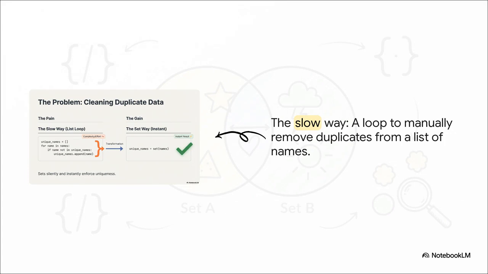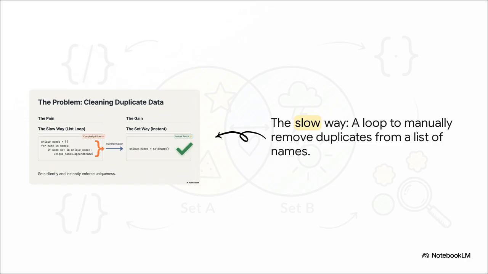Well, if you're just starting out in Python, you probably reach for a loop, right? You'd make a new empty list. And then for every single name in your original list, you have to ask, hey, is this name already in my new clean list? If it's not, you add it. If it is, you skip it. And sure, it works. But it's exhausting, isn't it?